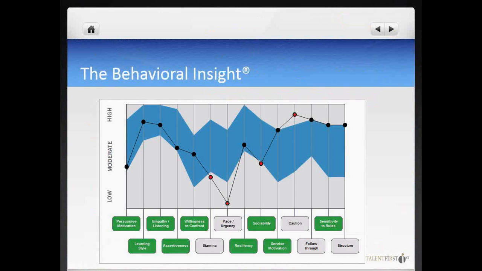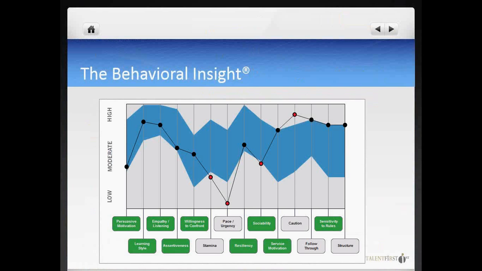The traits that are in green, like, for example, persuasive motivation, are more critical for the role than the ones that are colored in gray. And the dots are the scores of the individual. The blue bar is what we call the high-performance footprint, which corresponds basically to the average of the scores of high performance in a specific position, plus and minus one standard deviation.